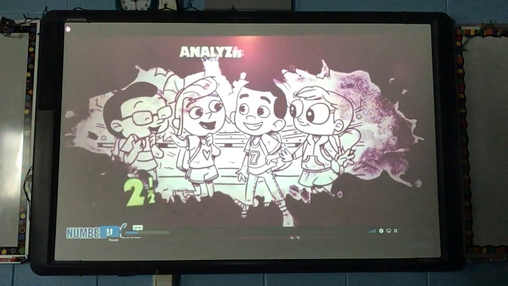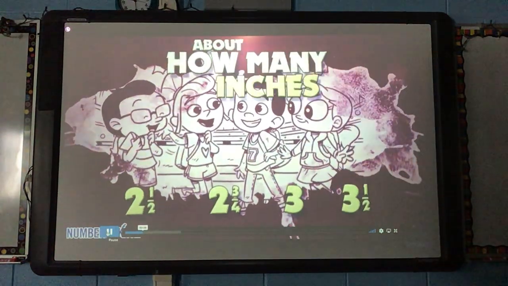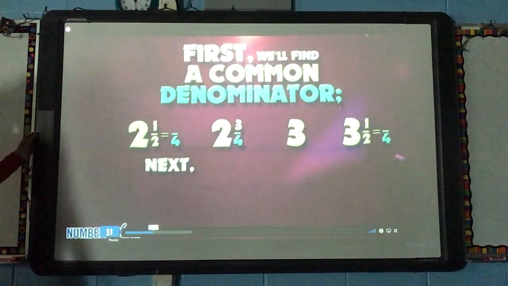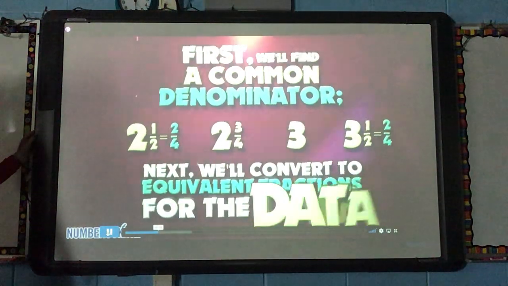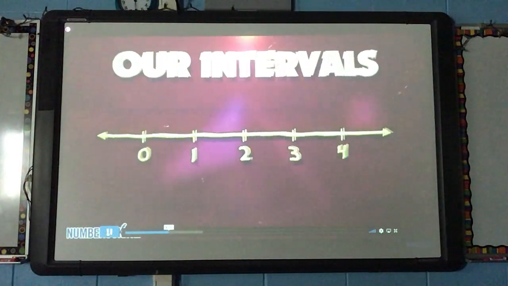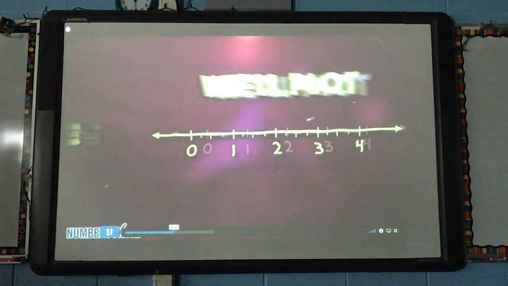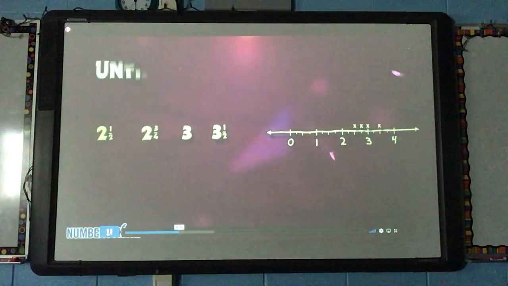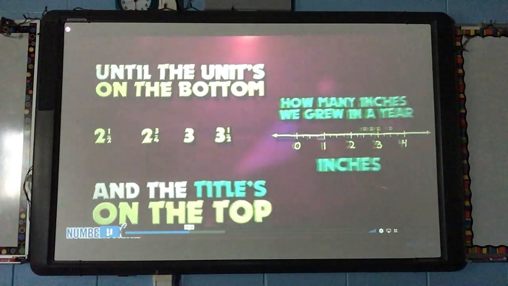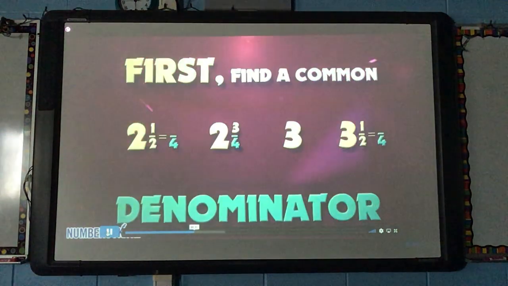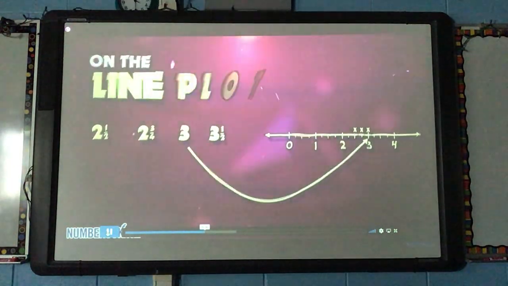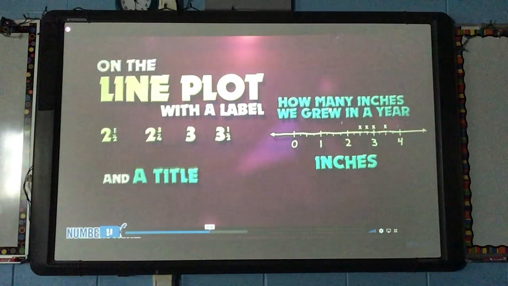We're in the 4th grade analyzing the data we got. You're in 5th grade, and we'll find how many inches we grew in a year on the line plot. First we'll find a common denominator. Next we'll convert to equivalent fractions for the data. From 0 to 4 inches, we'll draw the line plot. Our intervals to quarter inches, each is given a spot. We'll plot each data point, and we won't stop until the unit's on the bottom and the title's on the top. Let's find a common denominator, make equivalent fractions for all the data. Plot what you got on the line plot with the label and the title at the top.